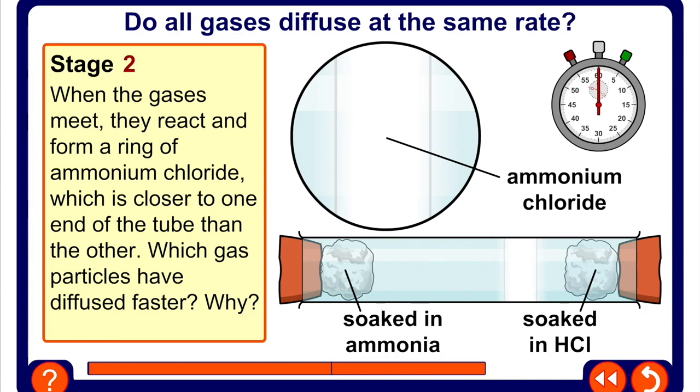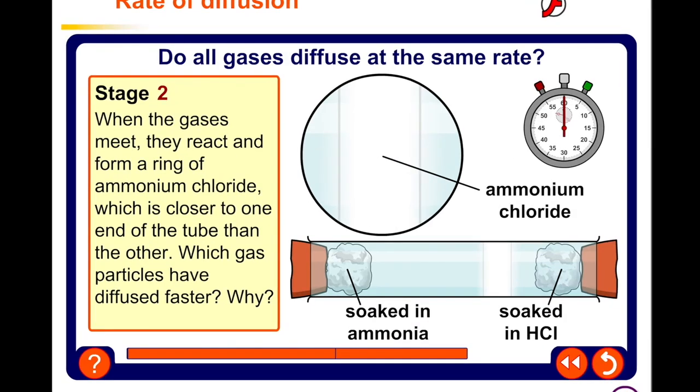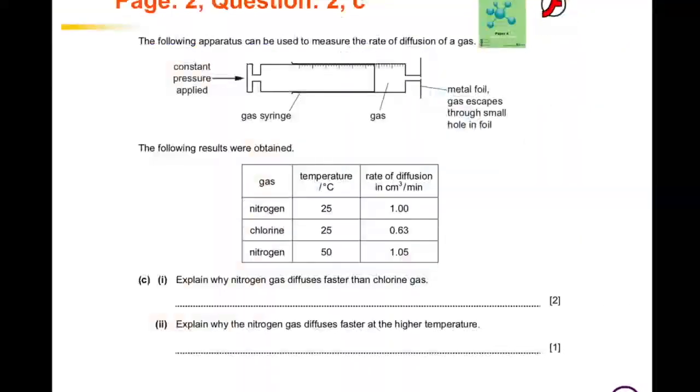Again, it's going to be closer to the HCl because this is only going to move shortly because it's way too heavy, and the ammonia is going to move much faster. So they will hit each other and they will form white smoke, which is a sign that they have actually reacted. We're going to look at a question, paper 4 question about diffusion.